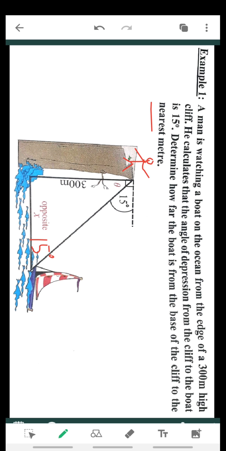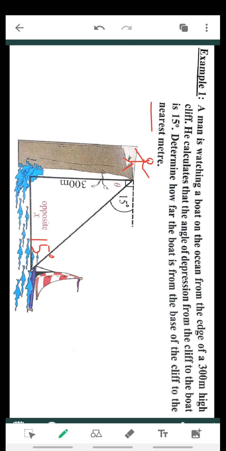So since we mathematicians are lazy, please do not write words to say the distance between this and this is that. No. Just let the marker know that x represents the distance between the base of the cliff and the boat. Okay. Let y be whatever. Just use variables to represent statements. Okay. So how do we find that?